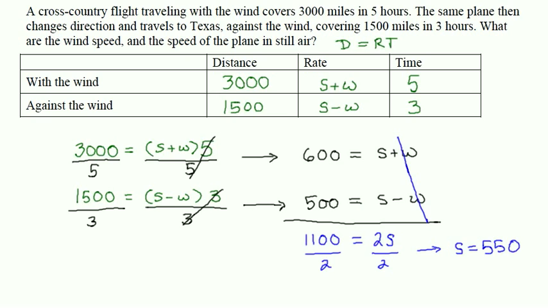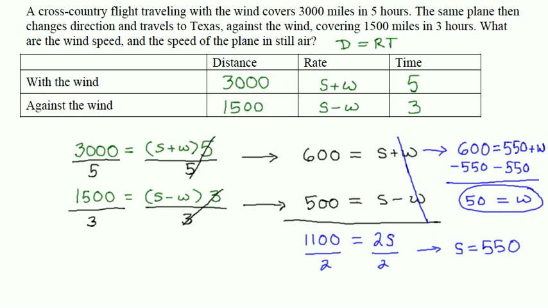Now I do need to come back to one of these original equations. I can take the first one, 600 equals S, which is 550, plus W. That 550, of course, came from this S here. Now, subtracting 550 from both sides gets me 50 equals W.